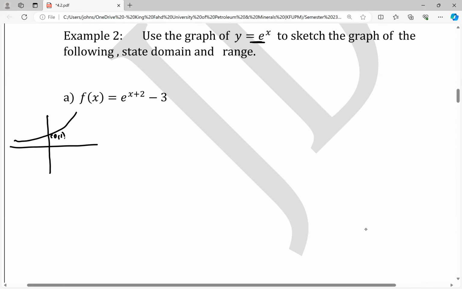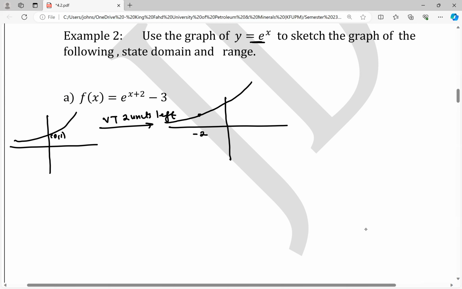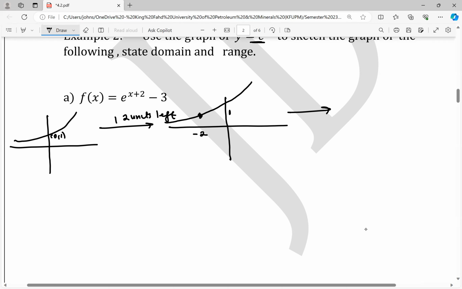this is 0 and 1. And then we can do a translation 2 units to the left. And that will lead us to this one. So here will be 2 units to the left. Here will be minus 2, right? So we will have something like this. And this point is minus 2 and 1. And then finally, we have to do, no, this is horizontal, not vertical.